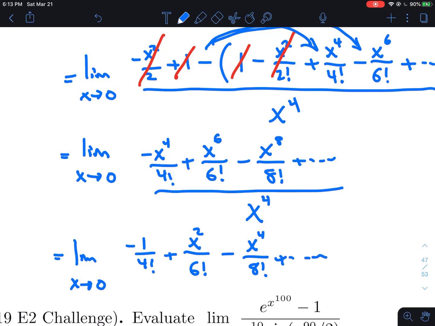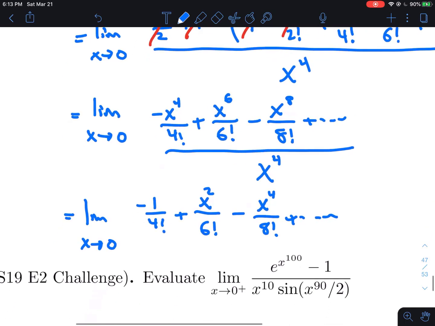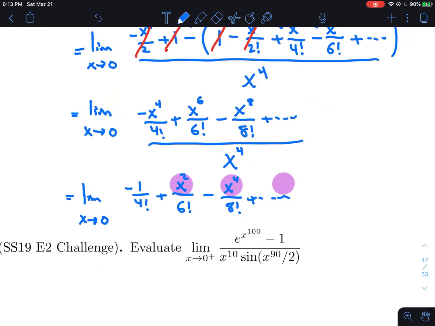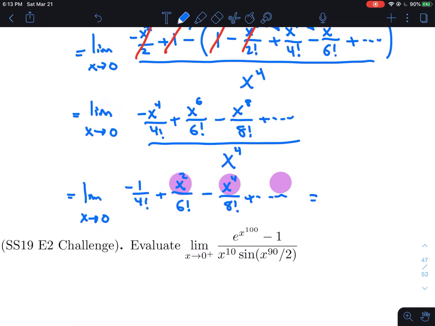And we keep on going and going. Again, we're going to take the limit as x goes to 0. As x goes to 0, all of these terms that have x's, because the powers of x keep getting bigger and bigger, are all going to go to 0. And so the only thing we're left with is this negative 1 over 4 factorial, which is the same thing as negative 1/24. So again, this is a way that we can use series to evaluate limits.